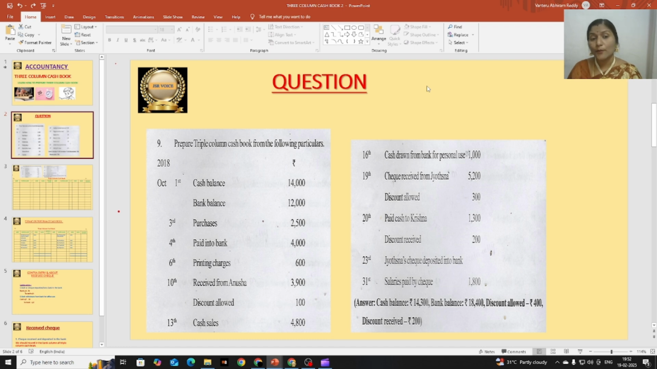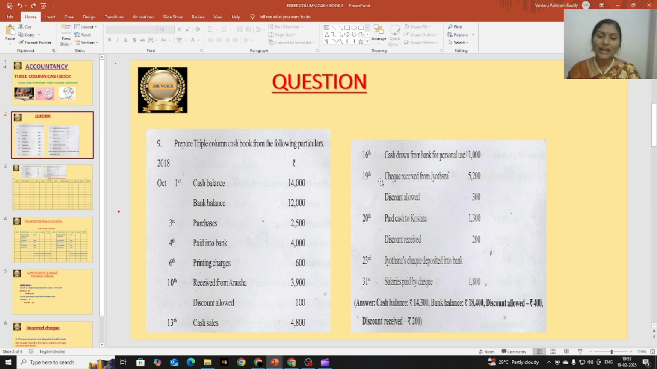Here we have one question. Prepare triple column cash book from the following particulars. Always at the beginning they give the opening balances of cash as well as bank. These opening balances we are going to record at the beginning of the solution, because these are the opening balances. Already the business is having some amount of cash, that is 14,000, and some amount of cash in the bank also, that is 12,000. You can see on the opening date, October 1st 2008, cash balance is 14,000, bank balance is 12,000. These two are the opening balances.